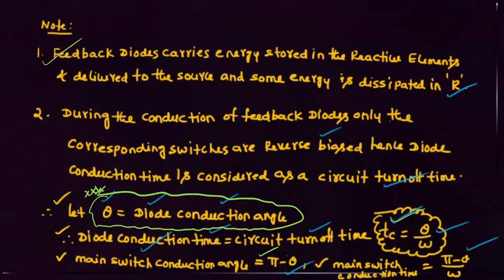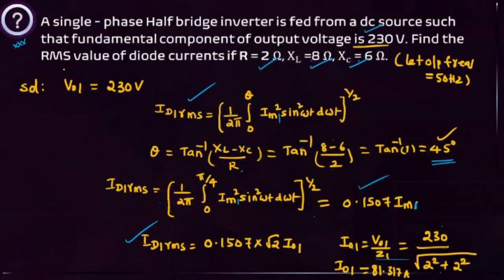Theta is the diode conduction angle. Then how to calculate the circuit turn-off time? Theta by omega. What is the main switch conduction angle? Pi minus theta. Once you know the angle, calculate the time by dividing by omega. This question you have to practice. Very, very important from your exam point of view.